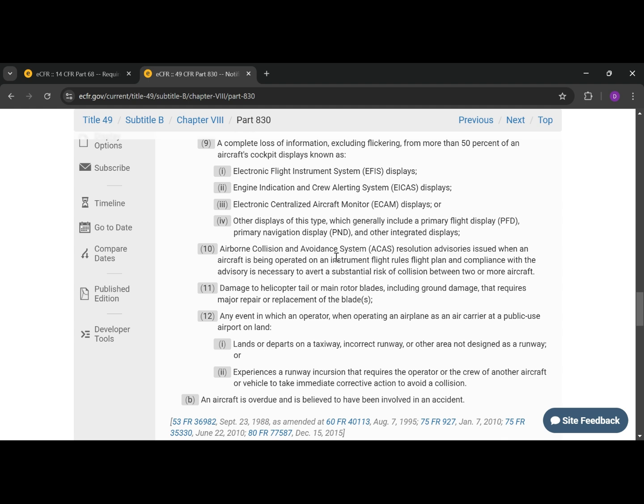Airborne Collision and Avoidance System (ACAS) resolution advisories issued when an aircraft is being operated on an instrument flight rules flight plan, and compliance with the advisory is necessary to avert a substantial risk of collision between two or more aircraft. Damage to helicopter tail or main rotor blades, including ground damage that requires major repair or replacement of the blades.